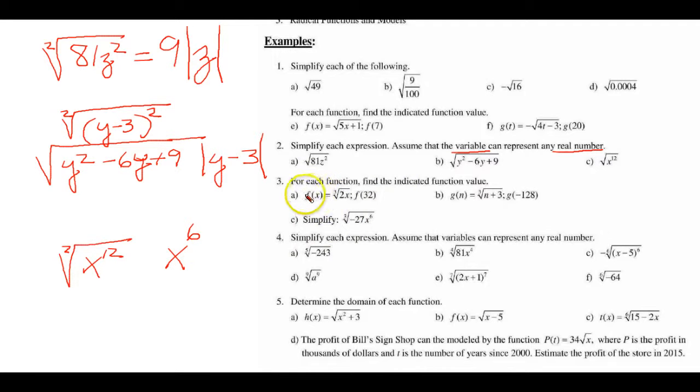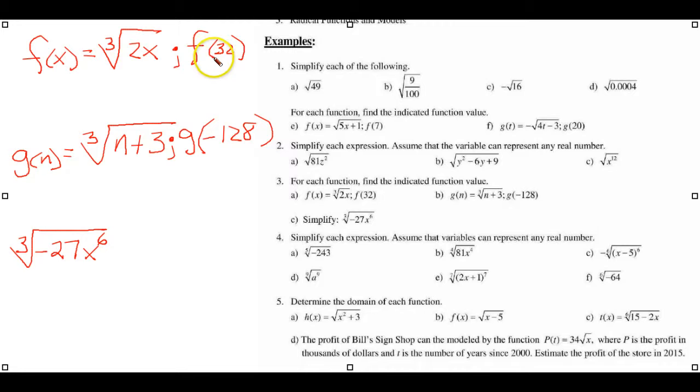All right, let's go on. For each function, find the indicated function value. So we're just going to do some substitution in some cases or simplification in others. So let me write these out. So what we're going to do here is take our 32. 2 times 32 gives us a 64. And 64 is a perfect cube, so the cube root of 64 is 4.